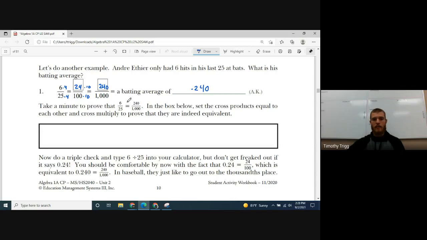Take a minute to prove that these fractions are equal. One way to prove that 2 fractions are equal, like I said, is by putting it in the calculator, right? 6 divided by 25, and then 240 divided by 1,000. But another way you could do that is by cross multiplying. If these fractions are equal, the cross multiplication should also be equal. So for example, 6 times 1,000 is 6,000. That should be equal to 25 times 240. And indeed, that also gives you 6,000. So if the fractions are equal, you could always check by cross multiplying.